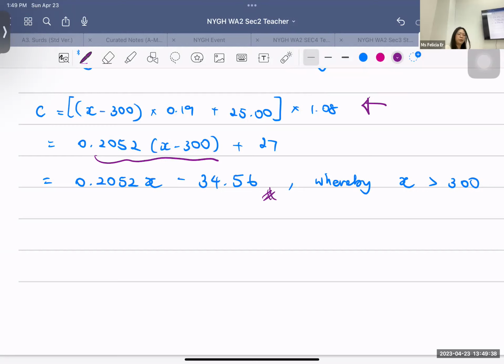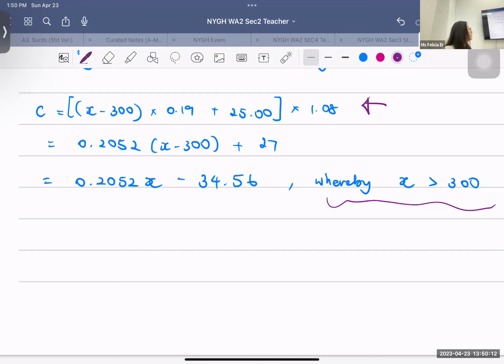But please take note, you should be writing whereby x is bigger than 300. I can foresee that most of you would not write this. You should be writing this. Why? Because this formula is not correct if your x is less than or equal to 300. Why is it not correct? Because when the number of minutes is 300 or less, you're just paying a base price. Do you think you're following this formula? No, no matter what, you are paying $27.